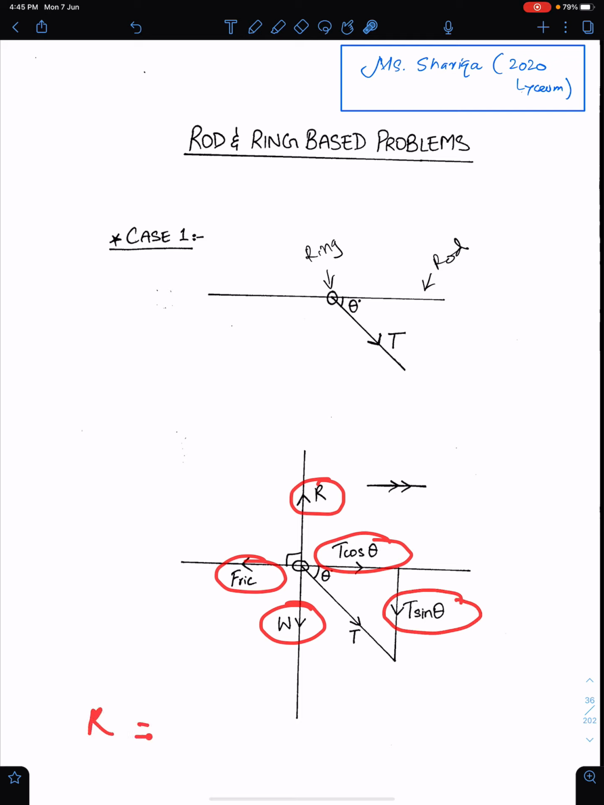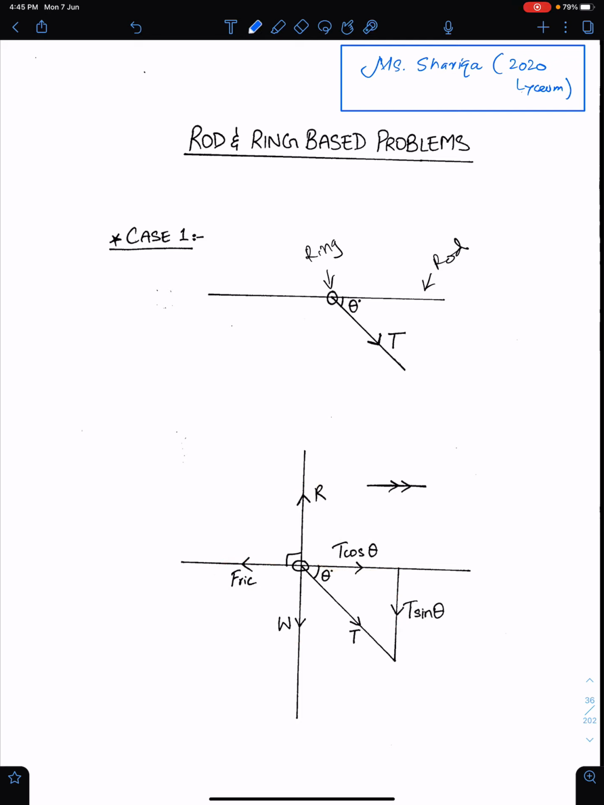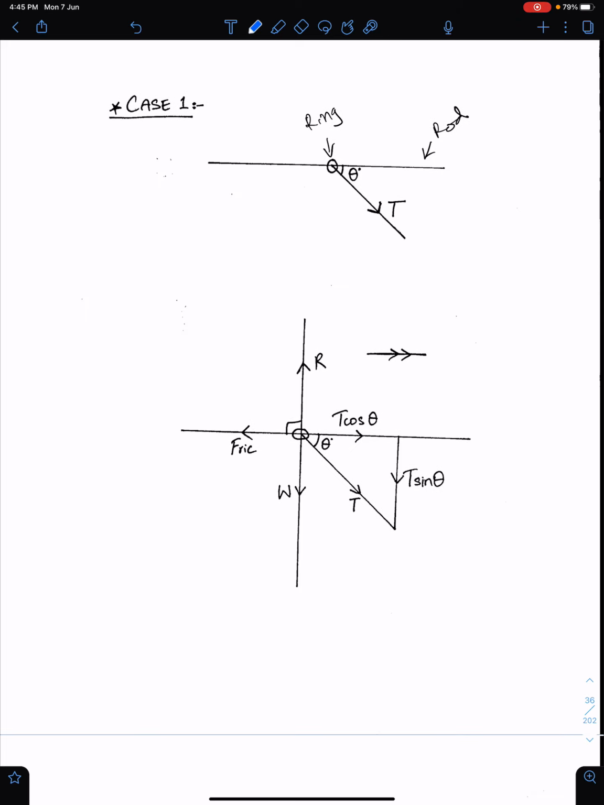So R is equal to, let me write the equations. Therefore, T cos theta is greater than frictional force. And vertical forces are balanced. So R is equal to W plus T sine theta because no motion perpendicular to rod. So with the help of these two equations, you can easily get the values of T and theta.